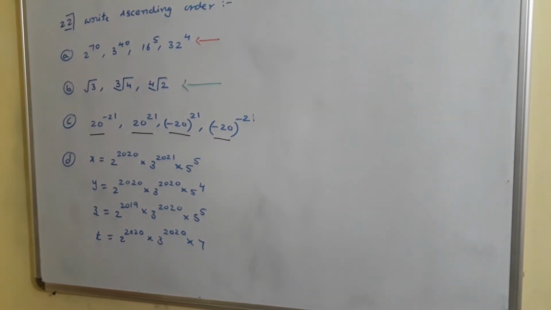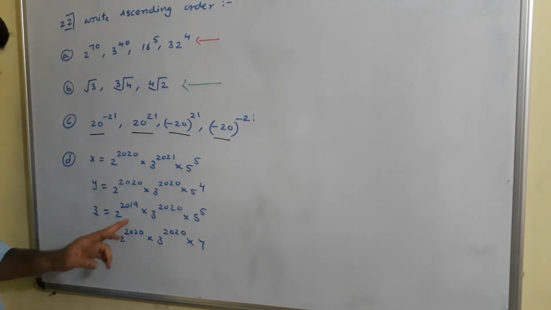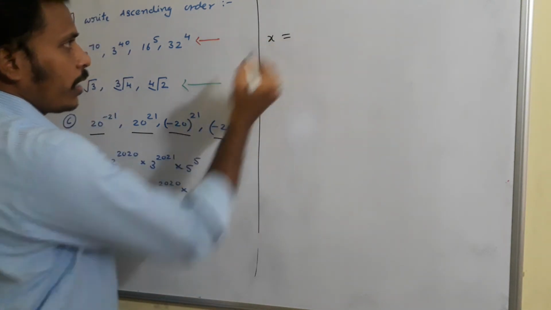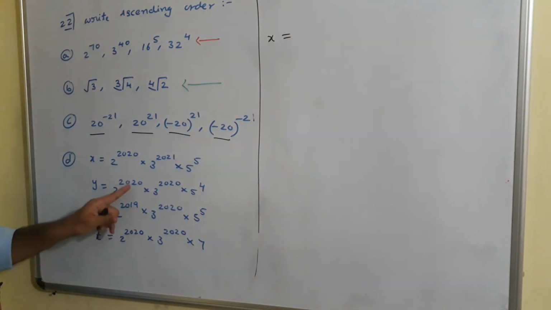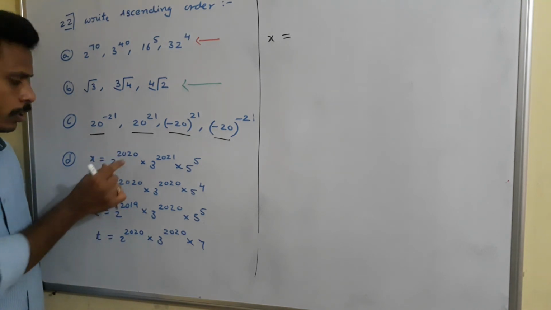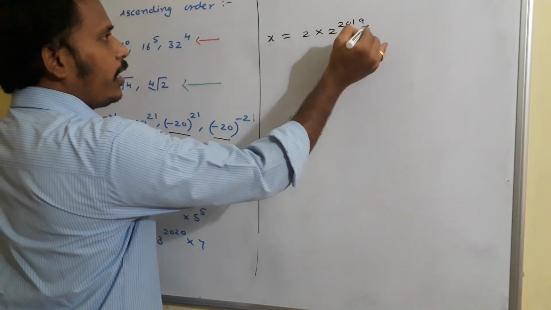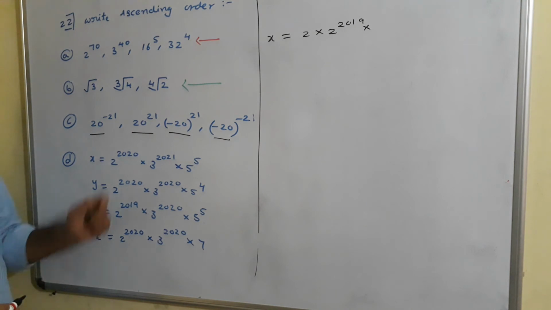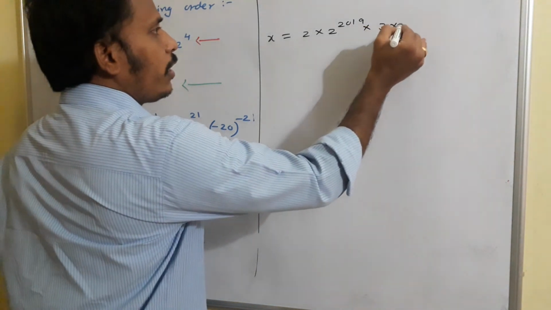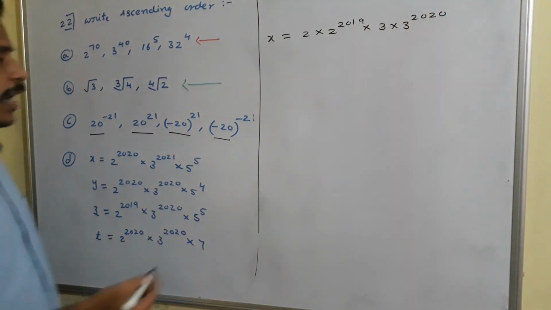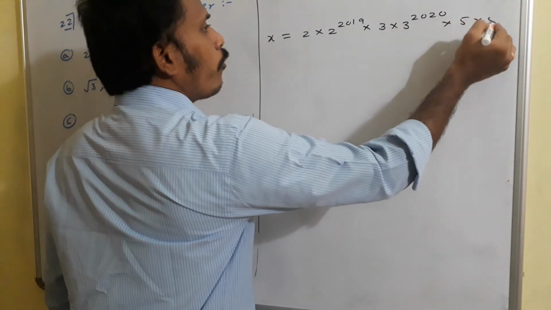So D, again we need to arrange this x, y, z, t in the ascending order, right? Observe this: everything has exponents, but here 2 power 2020, here 2 power 2019, like that I have. First of all I will write x in such a way, observing the least power, 2019. X is 2 power 2020, so 2 into 2 power 2019, into 3 power 2021, which I will write as 3 into 3 power 2020, and this is 5 power 5, which I will write as 5 into 5 power 4.